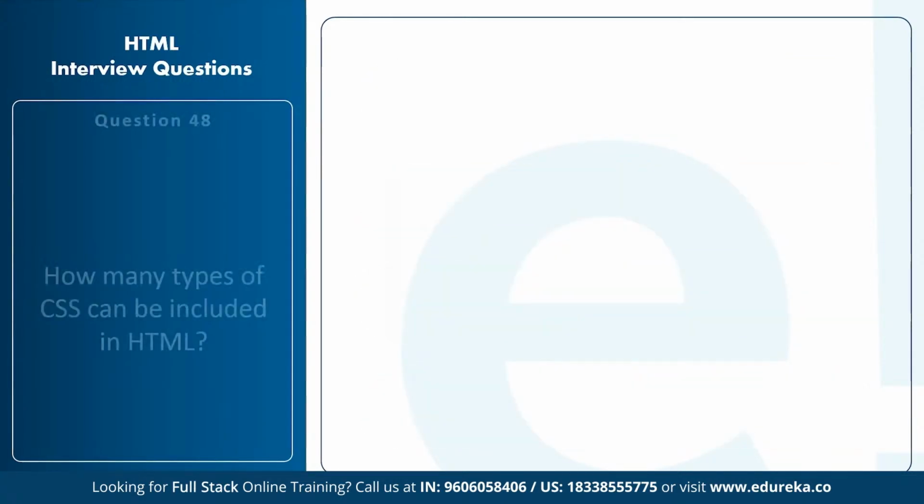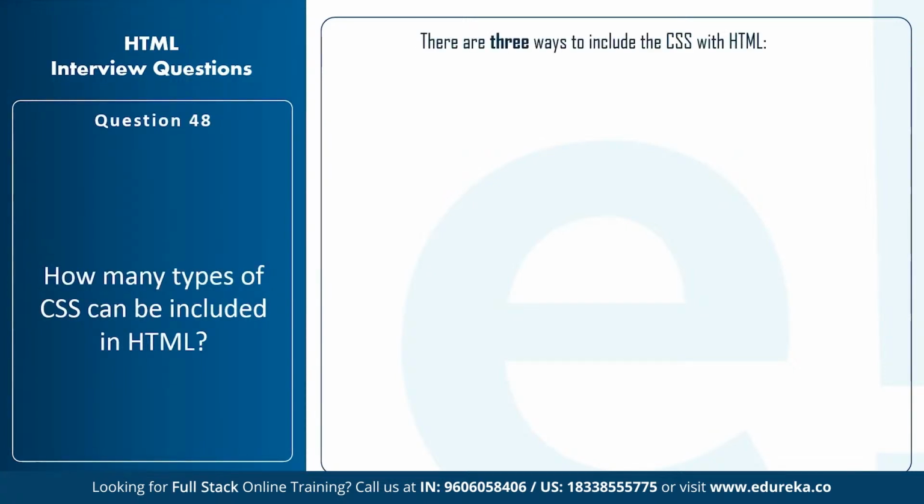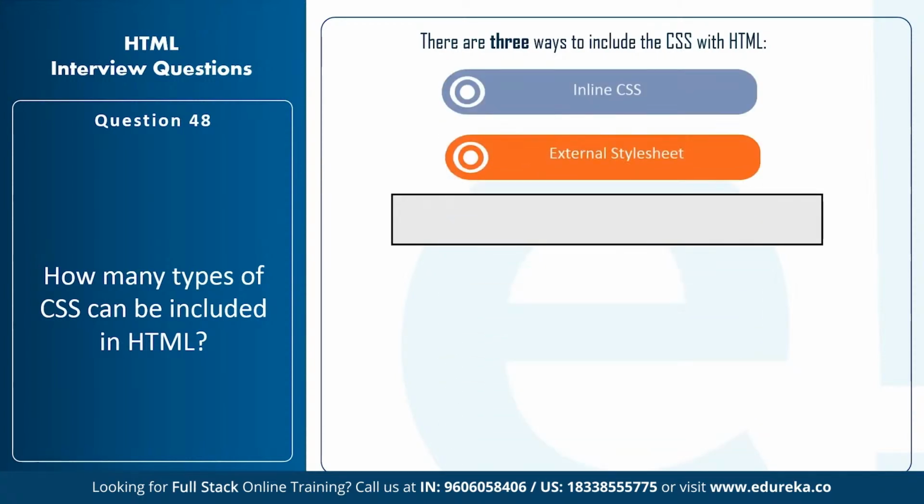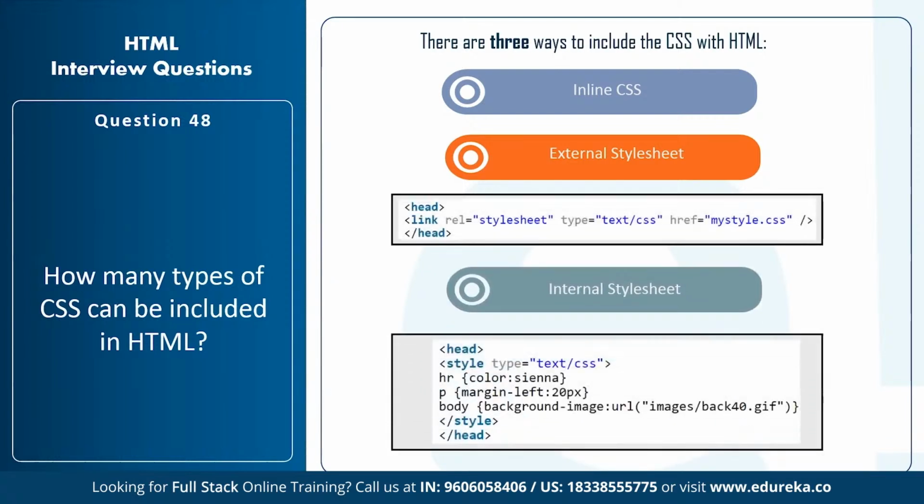Now moving on, how many types of CSS can be included in HTML? Now there are three different ways to include CSS with HTML. First, we have the inline CSS. Now this is used for styling small contexts. To use inline styles, add the style attribute in the relevant tag.